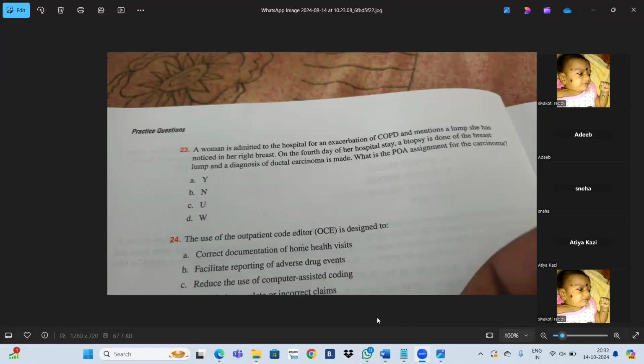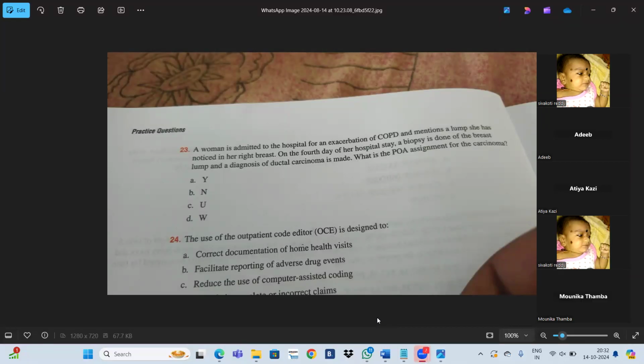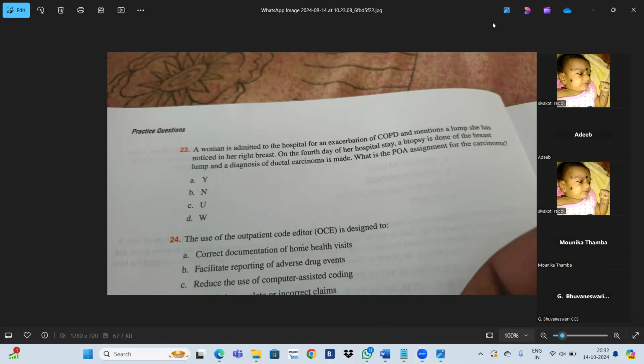Who is saying N? Tell me the reason why you are choosing N. Because on the fourth day they diagnosed the lump, after admission. That's why it's N. But remember, during admission she just mentioned it.